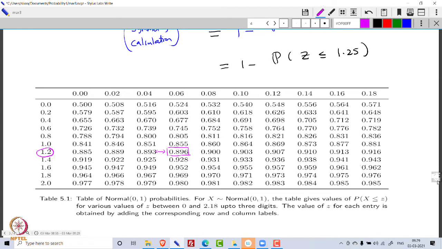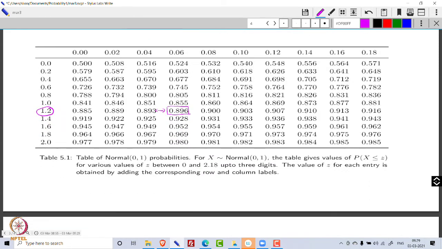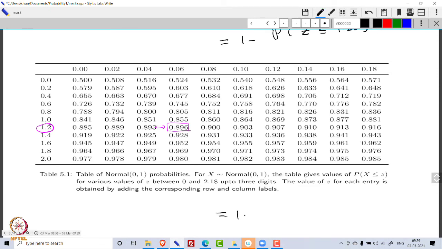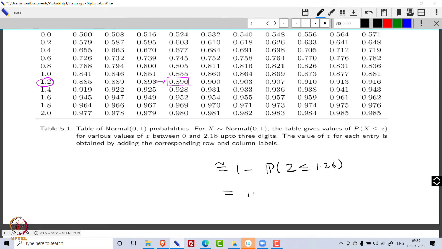That's all I have. Therefore, I go to my answer here. This is equal to 1 minus the probability that Z is less than or equal to 1.25. That's my first approximation. And that's going to be equal to 1 minus 0.896, and my answer is 0.104.